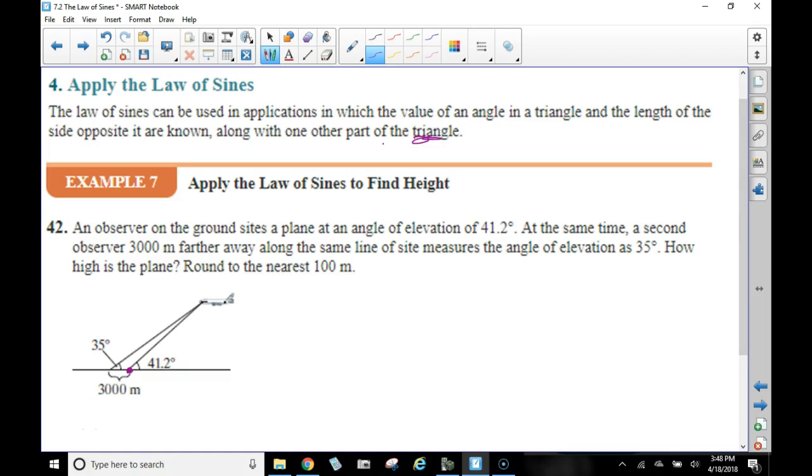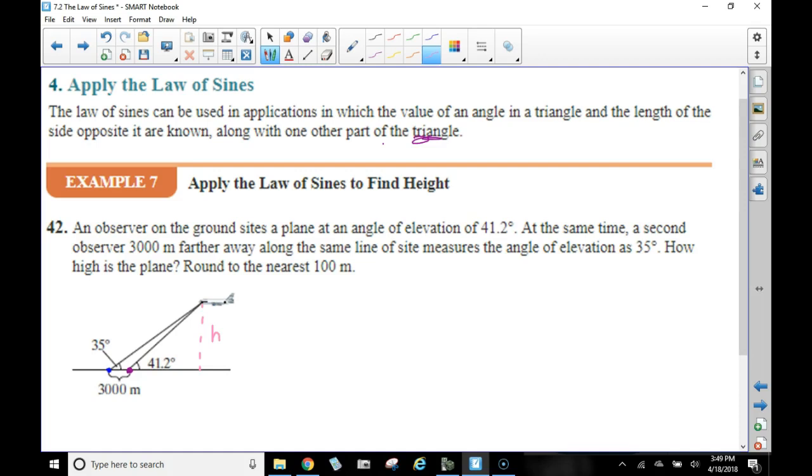He sees the plane. And then it says at the same time, a second observer 3,000 meters farther away along the same line of sight measures the angle of elevation as 35 degrees. So the second observer is standing over here, 3,000 meters away, and he sights that plane at an angle of elevation of 35 degrees. From that information, we are going to be able to figure out how high the plane is. We're actually going to figure out the plane's altitude. We'll just call it H.